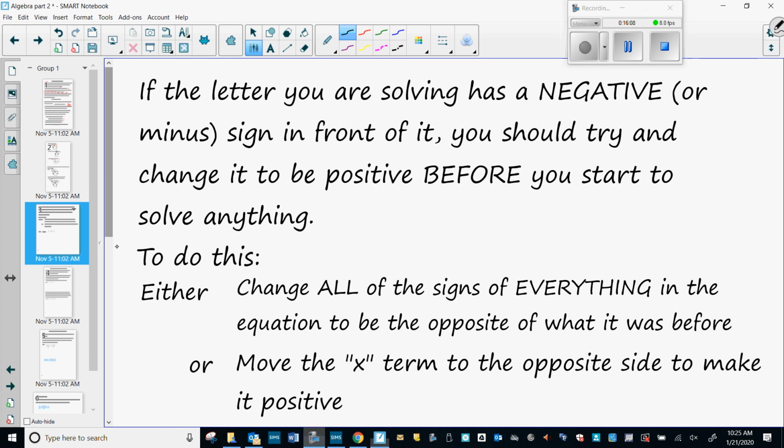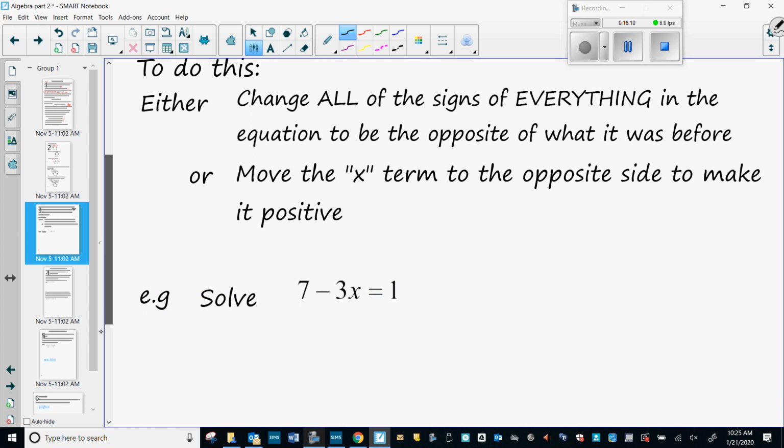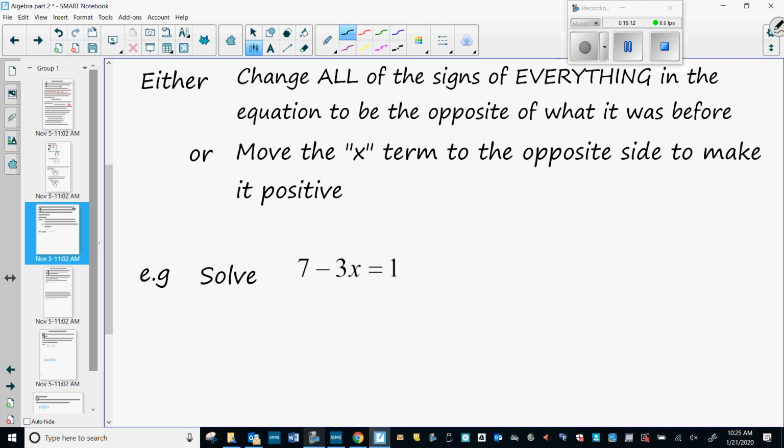Okay, so my suggestion here, can you notice that we are trying to solve this, so we're trying to find the value of x. This term here has a subtraction sign in front of it. So these are the kinds of questions I'm talking about. My suggestion is to say, I don't like it like this, so I'm just going to change everything to be the opposite sign. So I would change this to be negative 7 plus 3x equals negative 1.